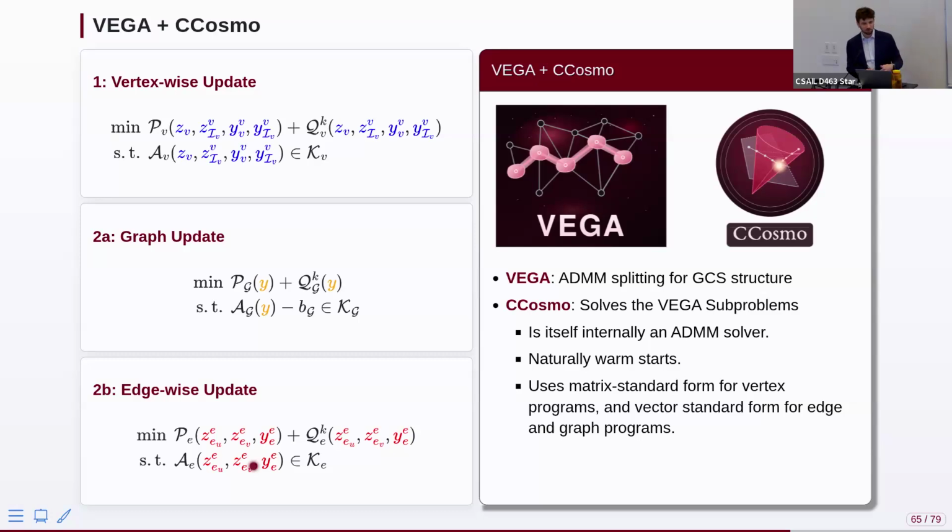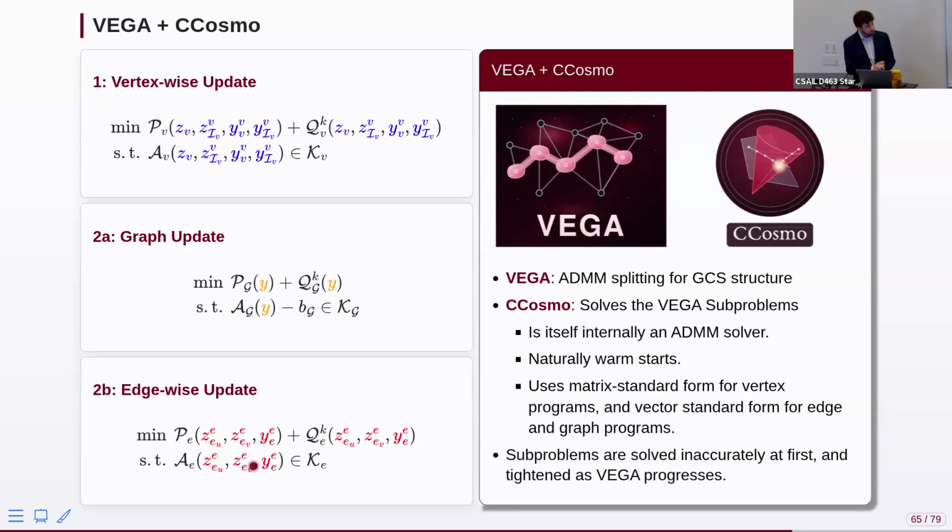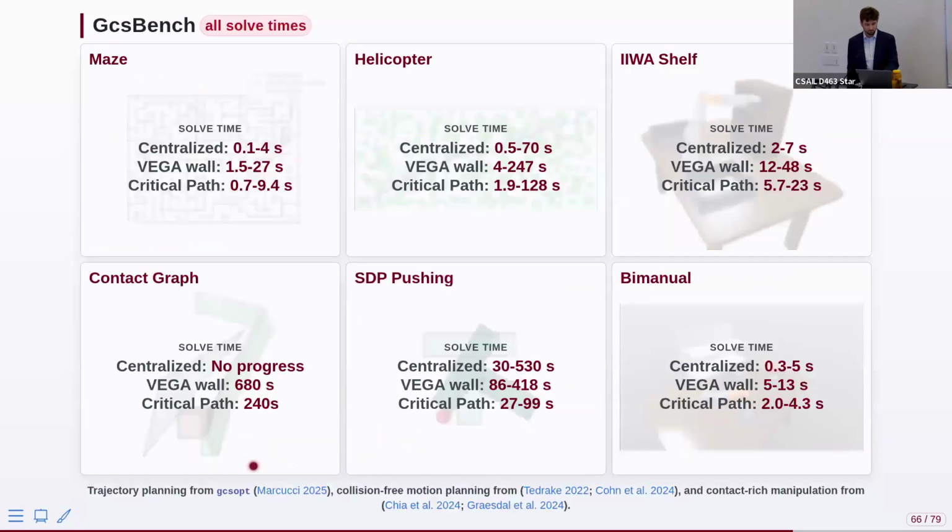We use sparse linear algebra on the graph, and Vega reconfigures itself for those instances. Additionally, we don't solve the problems to optimality at the beginning. You solve inaccurately first and tighten as you need to, as you go. So what does this end up looking like?